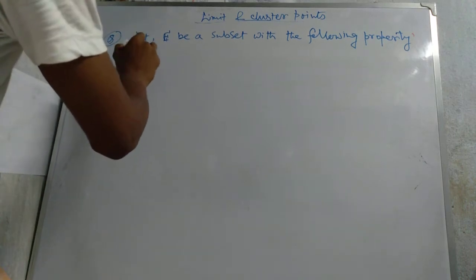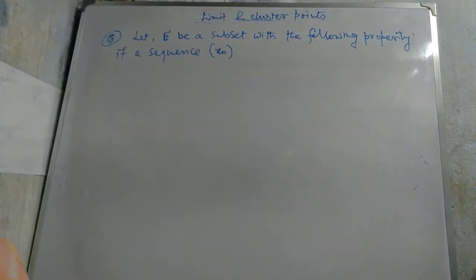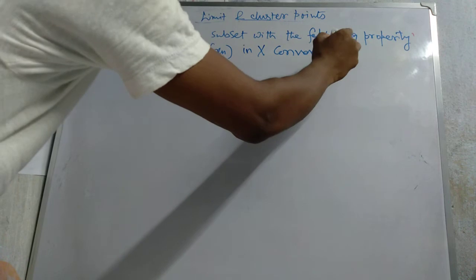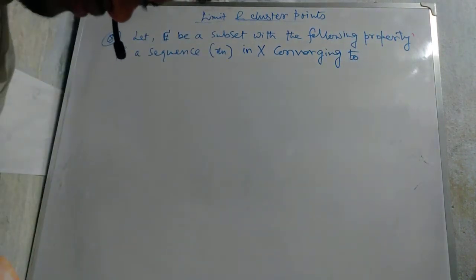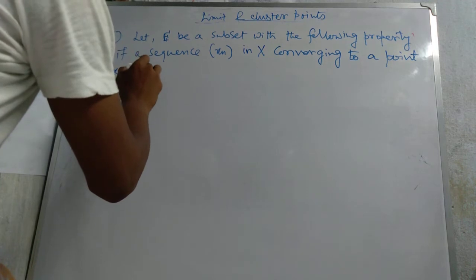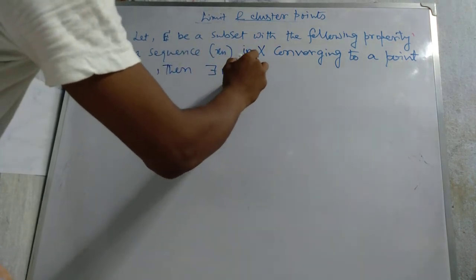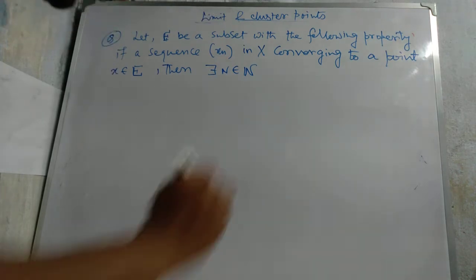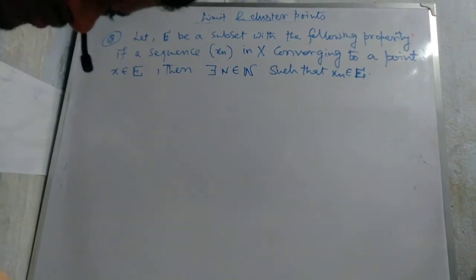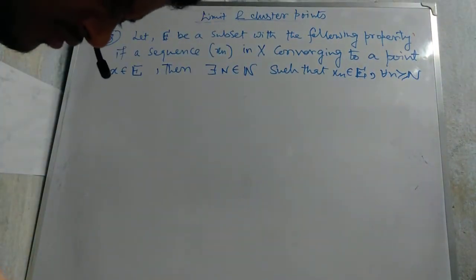If a sequence xn in X converging to a point x belongs to E, then there exists N belongs to natural numbers such that xn belongs to E for all n greater than or equal to N. Okay.